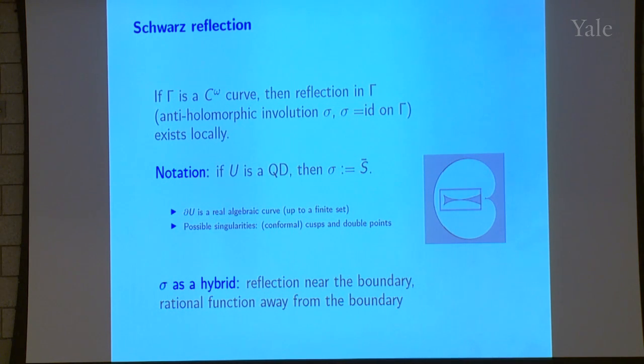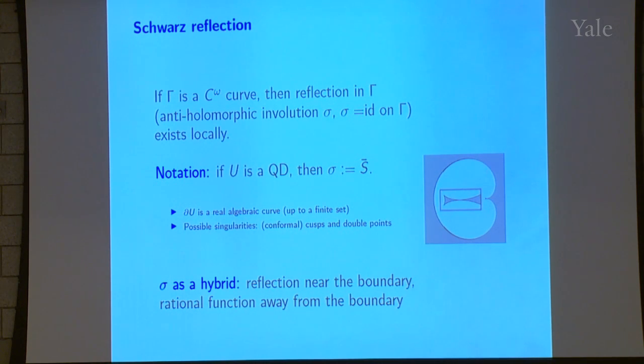It helps to know that the boundary of a quadrature domain is a real algebraic curve up to a finite set of points, and the possible singularities where the curve is not real analytic are only of two types, and there are only finitely many of those singular points. The singular points can be cusps or double points. The picture illustrates what cusp means. This is a magnified view of the boundary at this point. You see two cusps and one double point, and quadrature domains may only have these types of singularities.